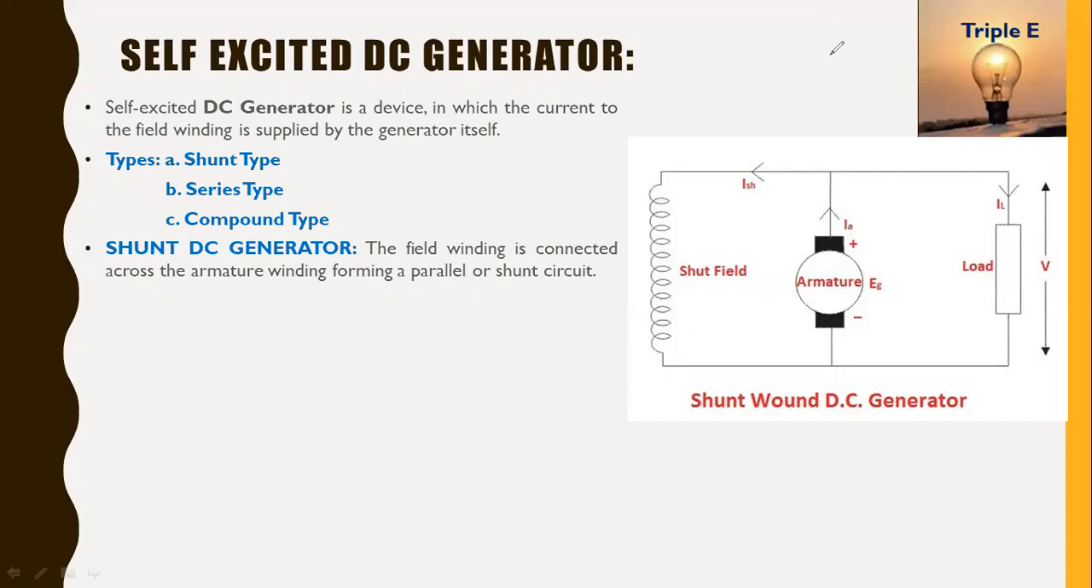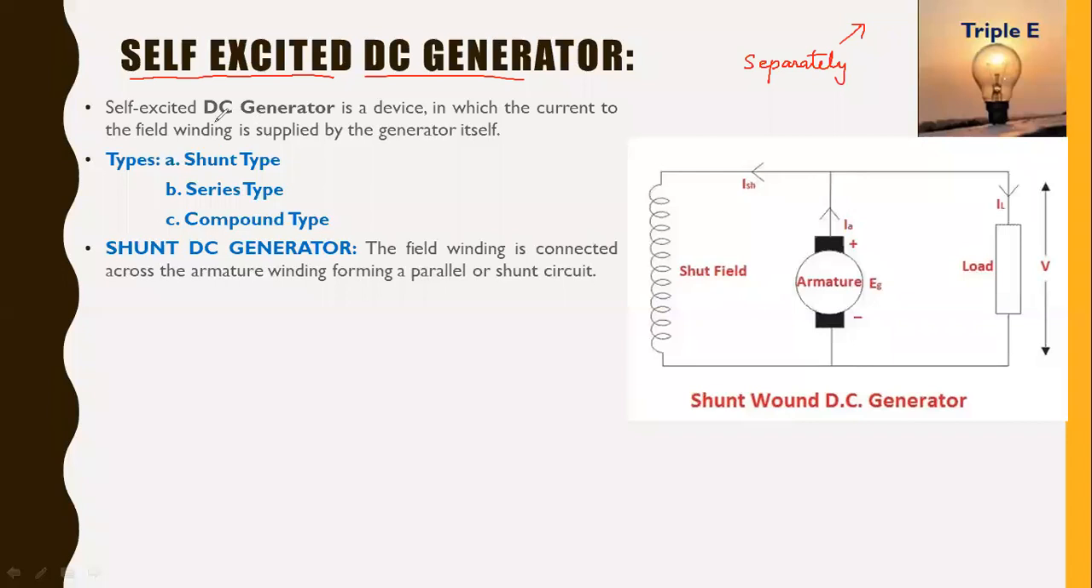This is the fifth part of DC generator, where we were discussing the types of DC generator. In the previous video, I explained the separately excited DC generator, and if you want to see the description of it, just click on the I button. In this video, we are going to discuss another type of DC generator called the self-excited DC generator.